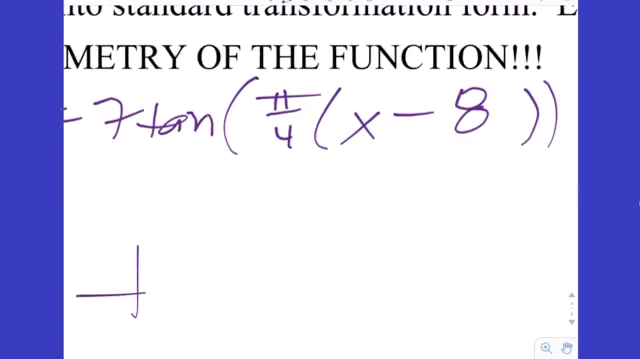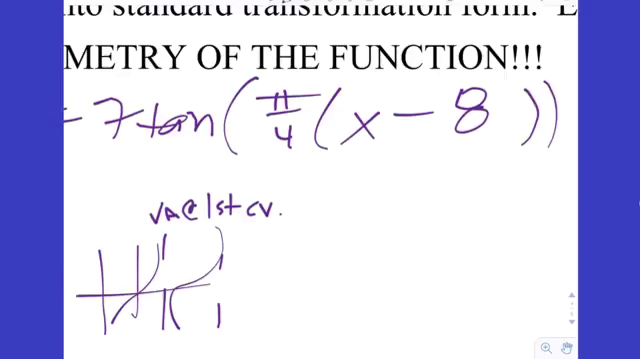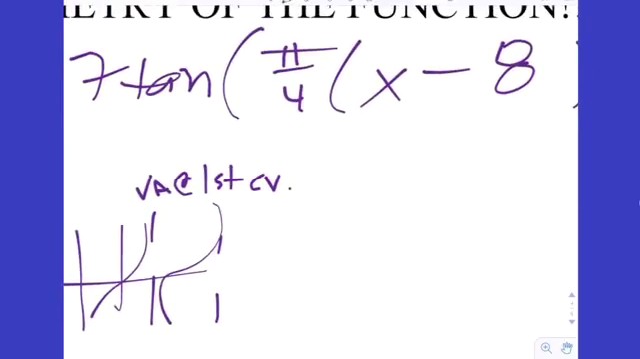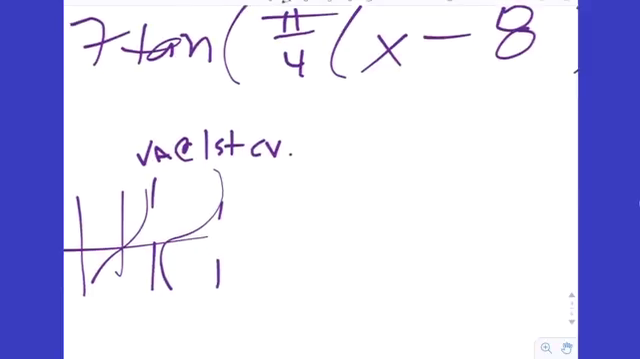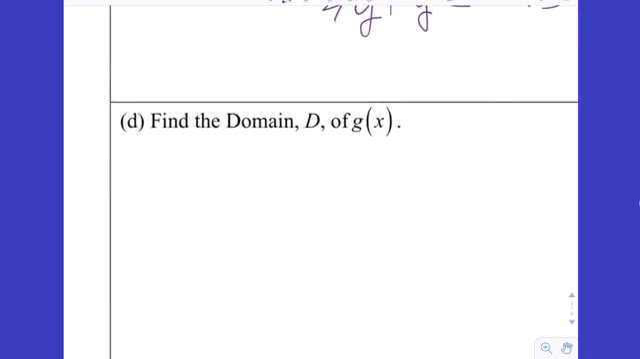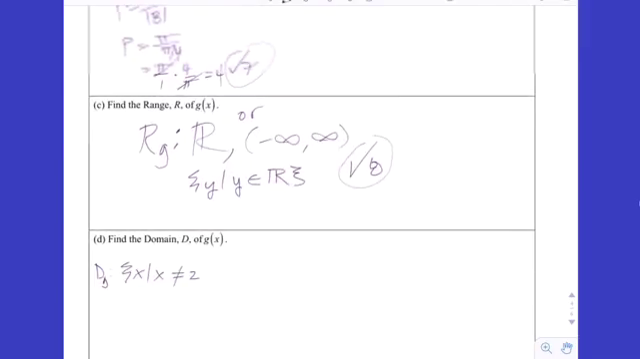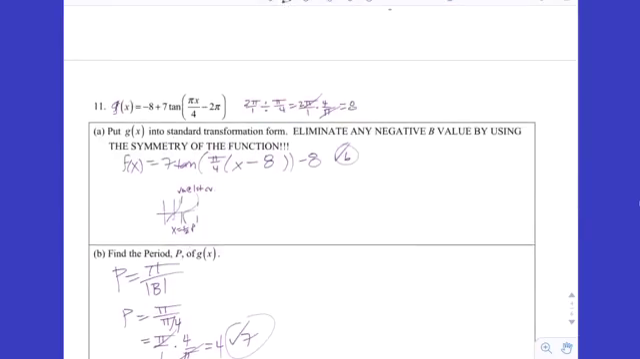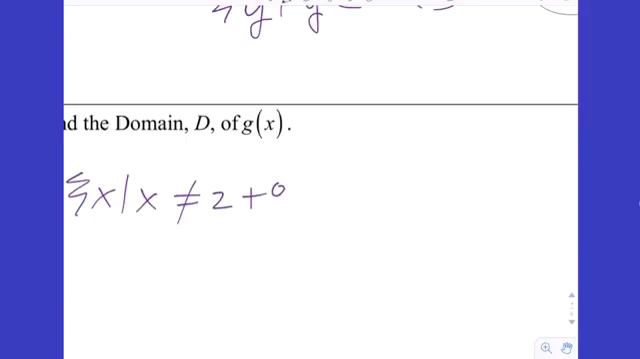So tangent. So very quickly, here's the sketch of tangent. It has its first VA at the first critical value. The first critical value for tangent is the half period, because we count by half periods for tangent and cotangent. So if the period was 4, half of 4 is 2. So the domain of G is the set of all x such that x cannot equal 2. So that's where it starts originally. And then we shifted it what? Right 8. So that's going to be plus 8. And then that was your 9th check.